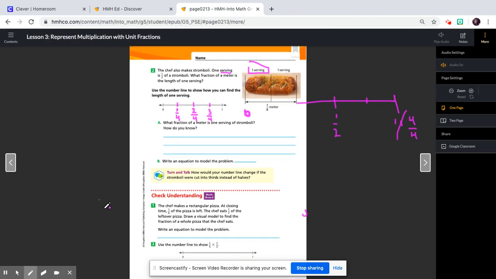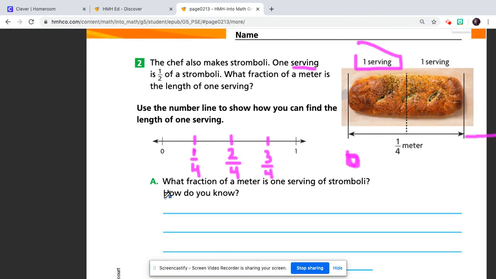Now, it says that the serving size is half of this. So what would you do? Okay, think about what we did with the pizza. First we had everything into thirds because that's the amount that we had, and then it said he ate half of it. What did Miss Elias do when he was eating half of the remaining piece that was left over of pizza? Okay, she cut each of the thirds into half. So now what we have to do here is cut each of these fourths into half.